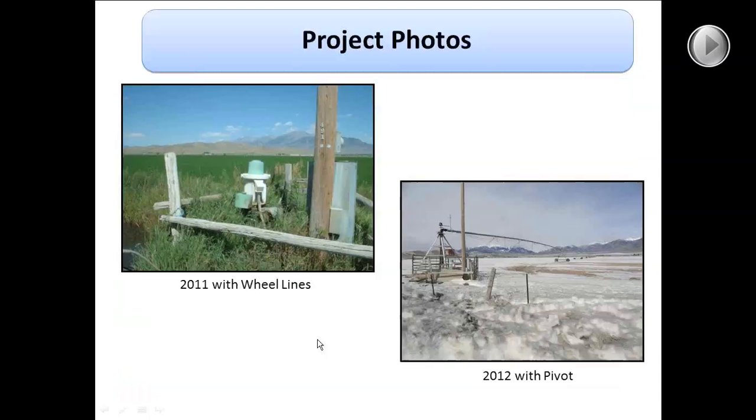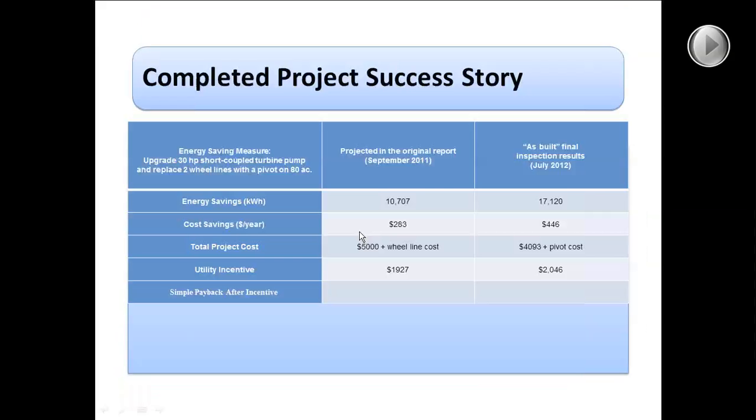These are just pictures that don't show too much. This is the pump before. It was irrigated by wheel lines. That's a new center pivot. And this is the project energy savings, 17,000 kilowatt hours per year, $446 per year.